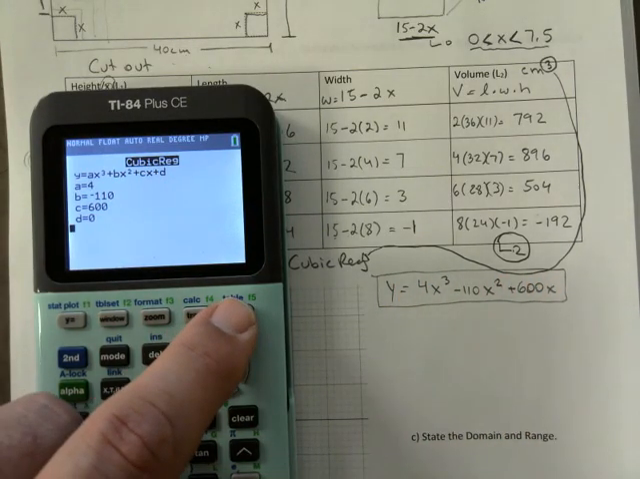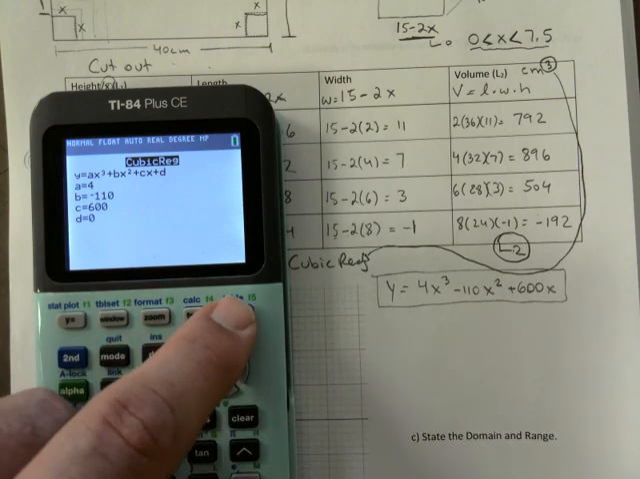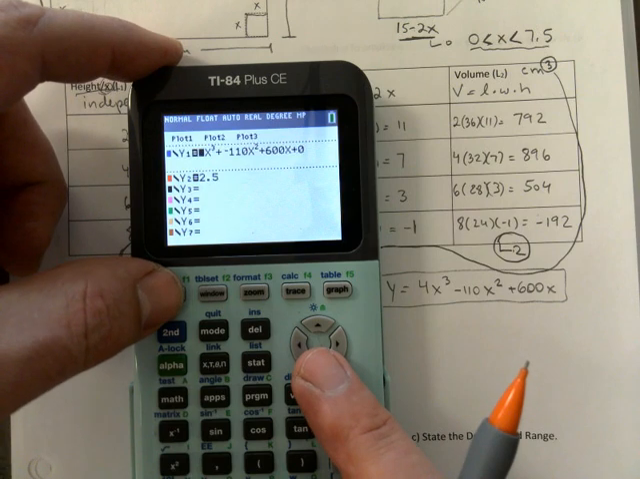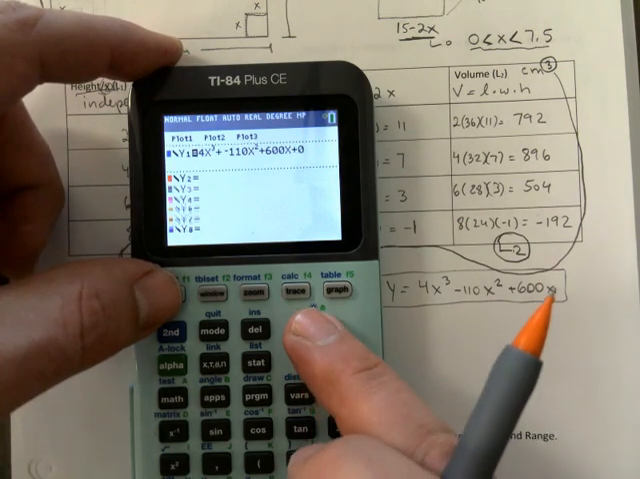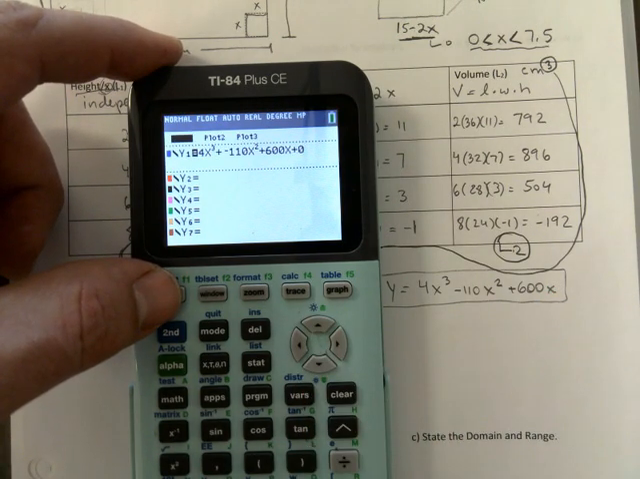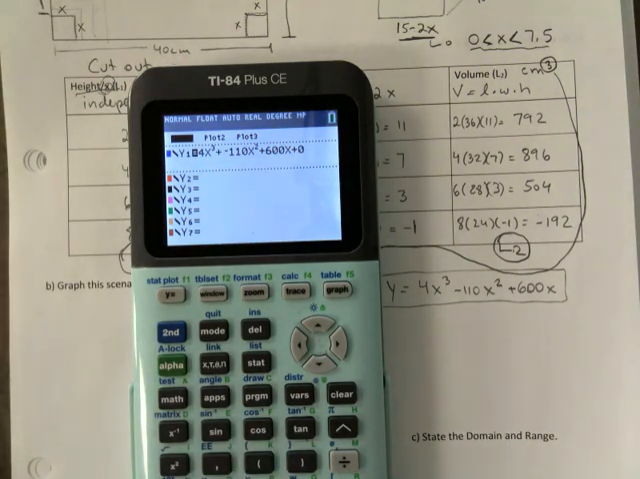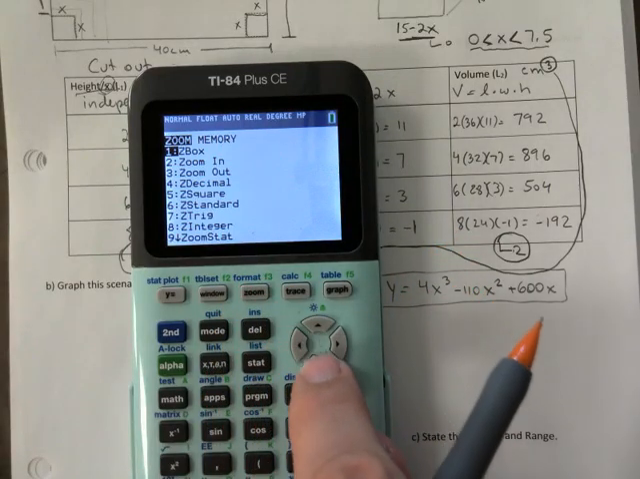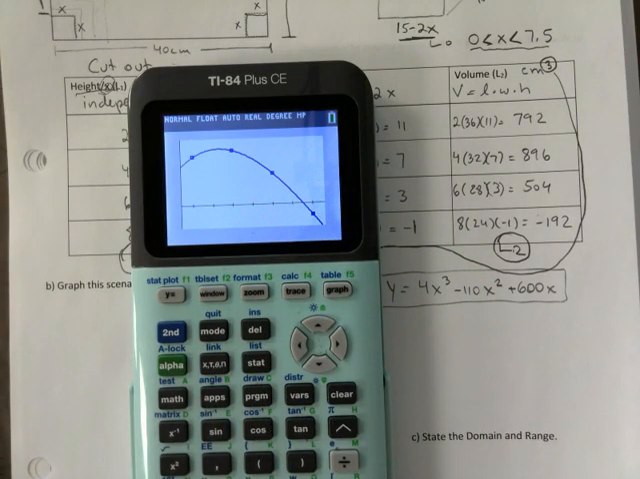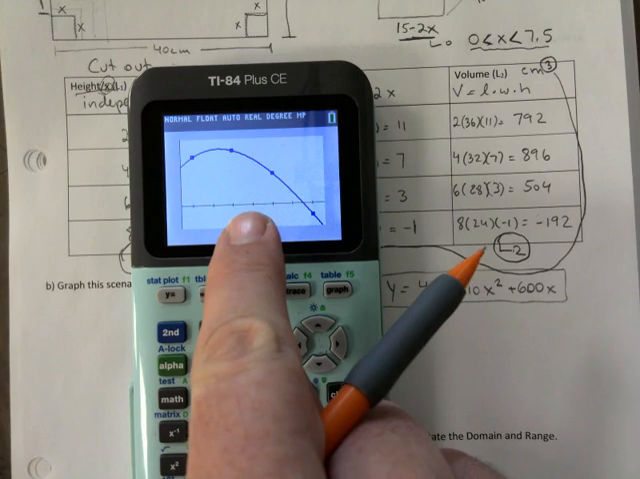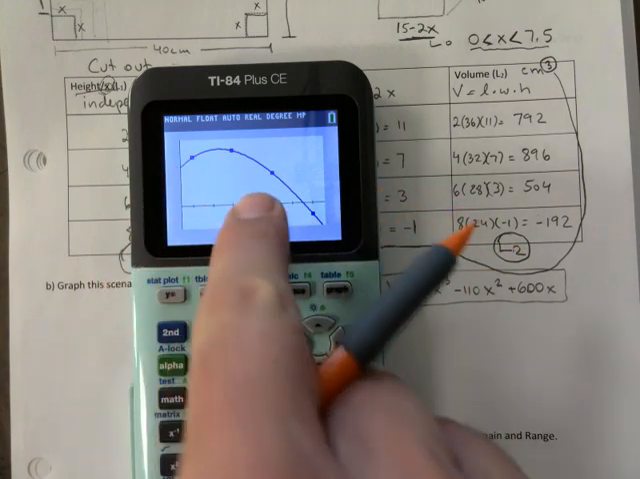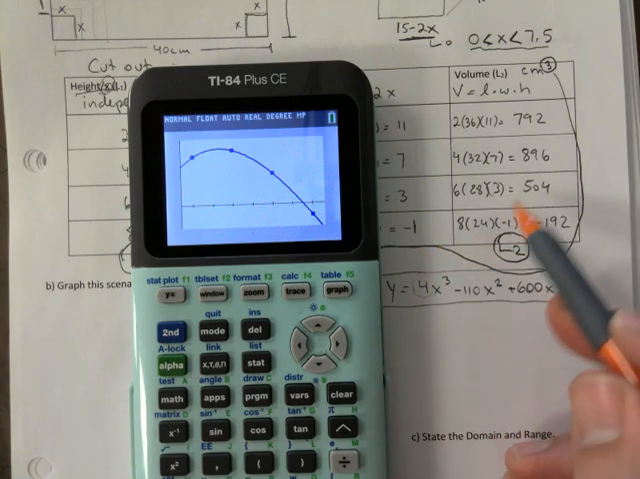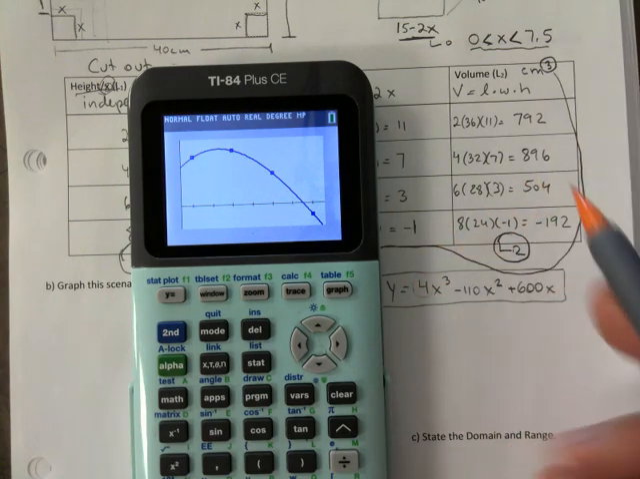So let's hit graph. Probably not going to work very well, but let's give it a try. There's a bunch of stuff from the previous question. I'm going to clear y2. I'm going to turn on plot 1. I'm going to try zoom stat, to be honest. Zoom stat, let's see here. Hey, that's not bad. Not bad, right? We know this is happening. It's a positive leading coefficient, so I'm expecting it to go up at some point.